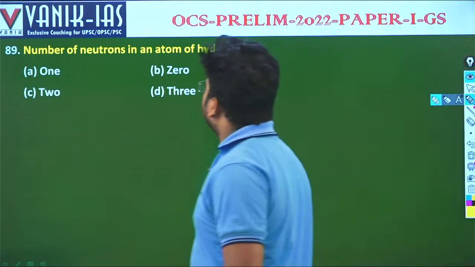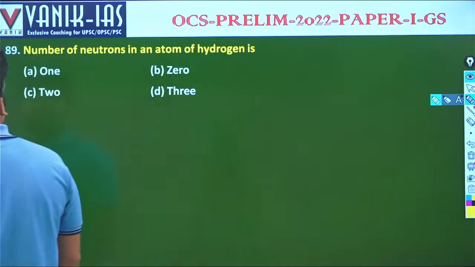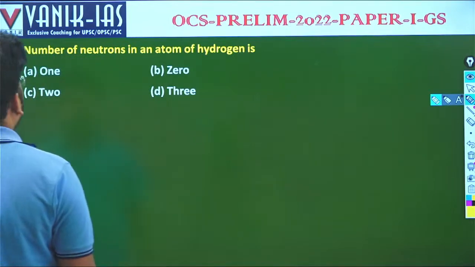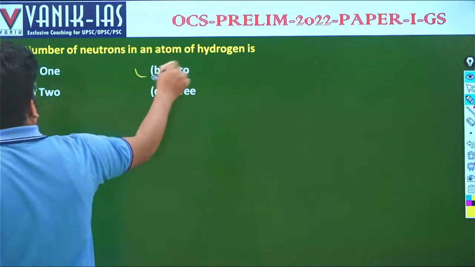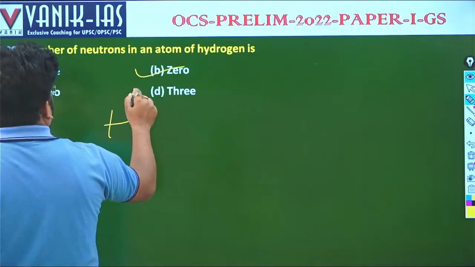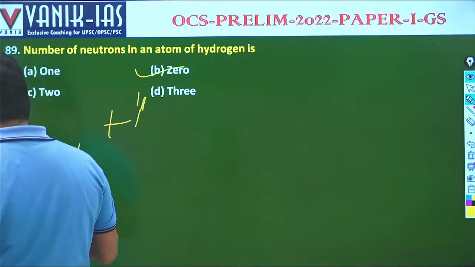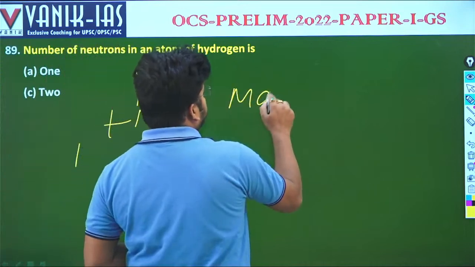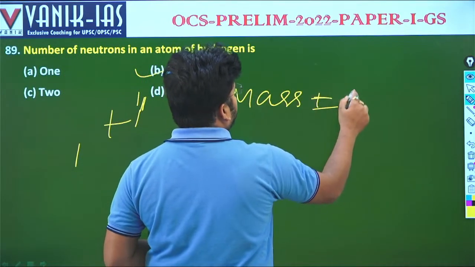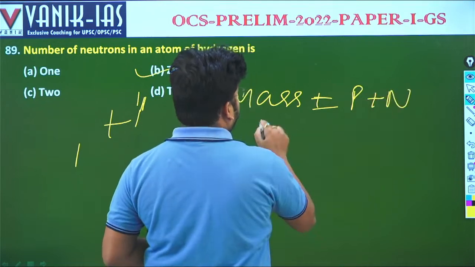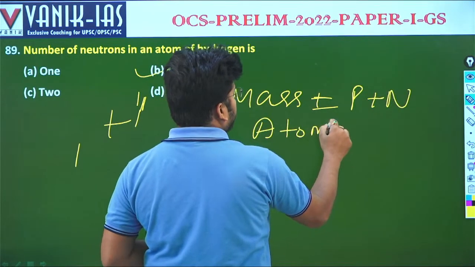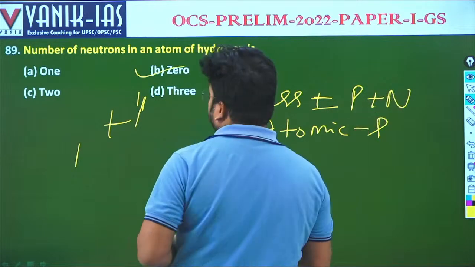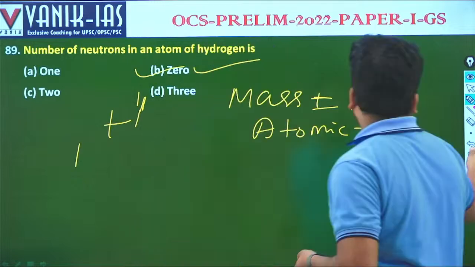Number of neutrons in an atom of hydrogen. Neutrons means 0. It is 0 because hydrogen is H1, right? Mass number is 1 and atomic number is also 1. What do you mean by mass number? Mass number is equal to protons plus neutrons. Atomic number means only protons. So if both are equal to 1, then obviously the number of neutrons will be 0. B is the answer.